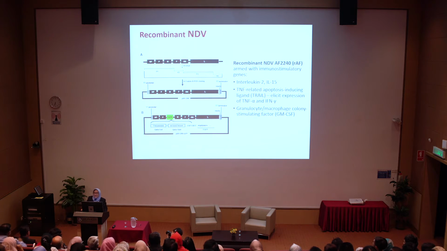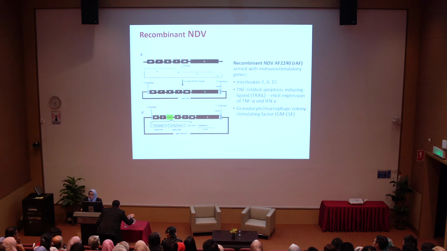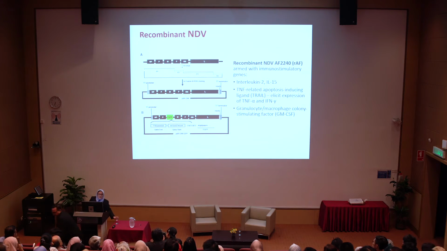Using reverse genetic system, we have developed recombinant Newcastle disease viruses with different types of immunomodulatory genes that can help to enhance the systemic killing. This is especially important in the treatment of patients with micro and distant metastasis.